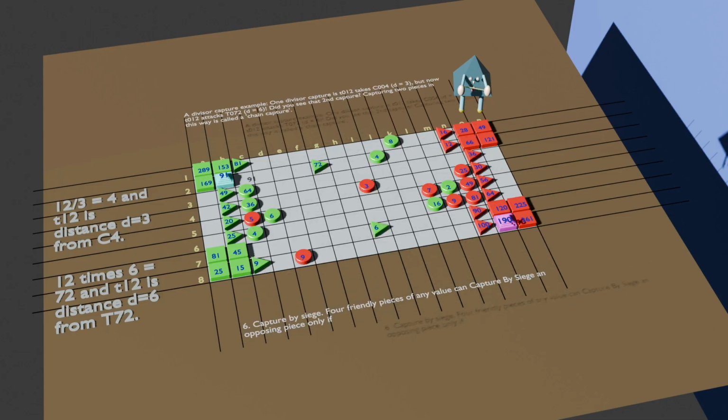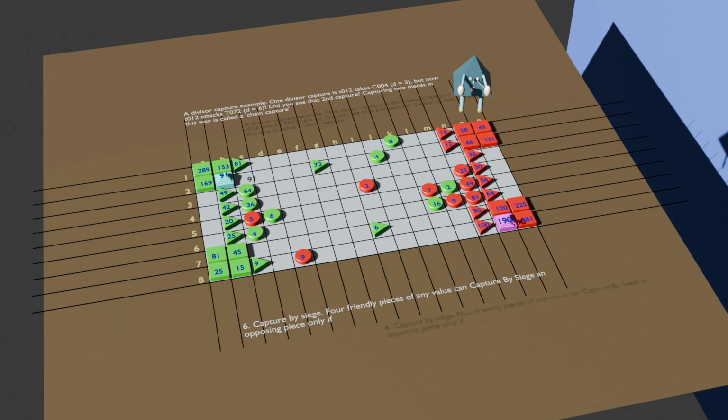6. Capture by siege. Four friendly pieces of any value can capture by siege an opposing piece only if they surround the opposing piece on each side, preventing its movement. This capture doesn't involve piece values. The siege configuration is like a stalemate in chess. Examples stick out like a sore thumb, don't they? We'll put this back for later.